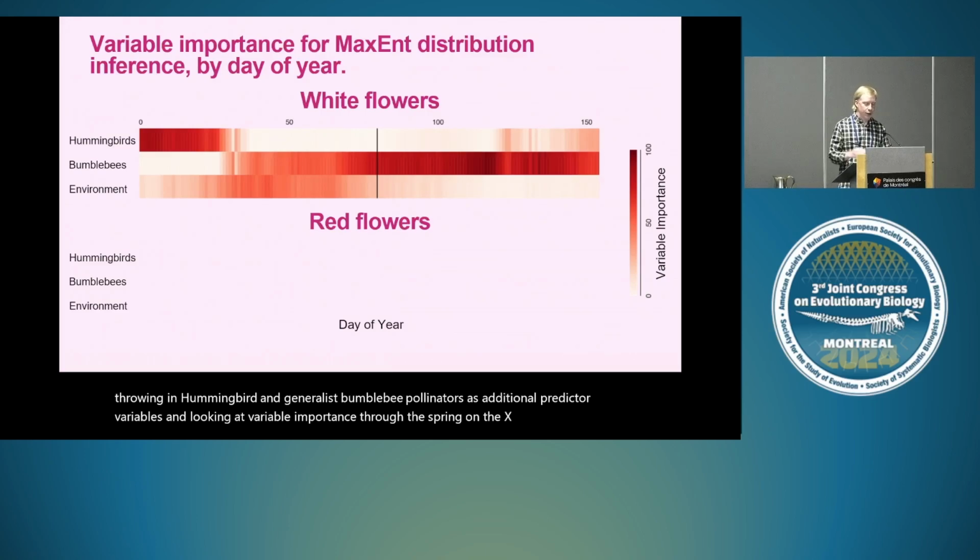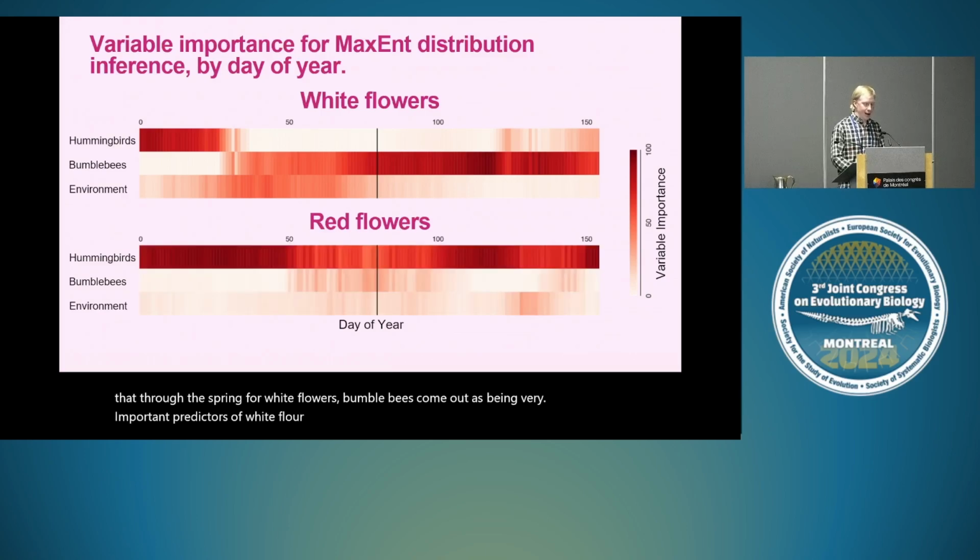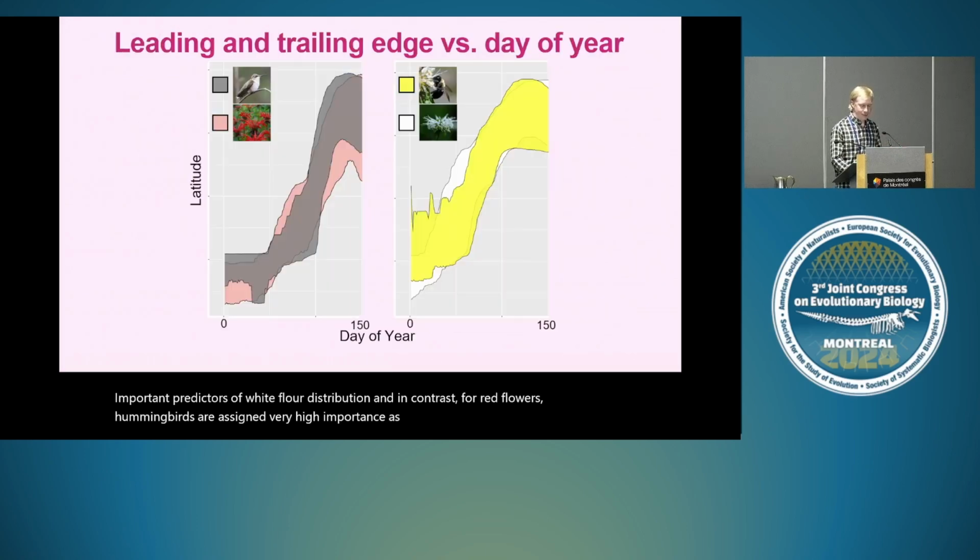And we can see that through the spring for white flowers, bumblebees come out as being very important predictors of white flower distribution. And in contrast for red flowers, hummingbirds are assigned very high importance as predictors. And actually, to find that same signal, we don't even need fancy distribution modeling. We can look at the raw data.